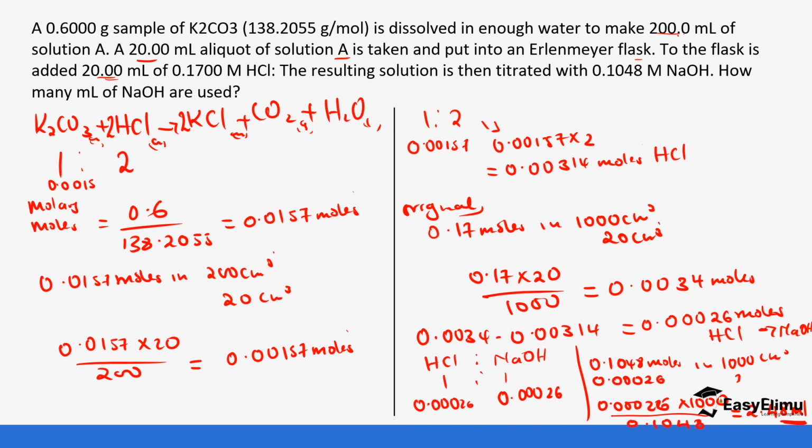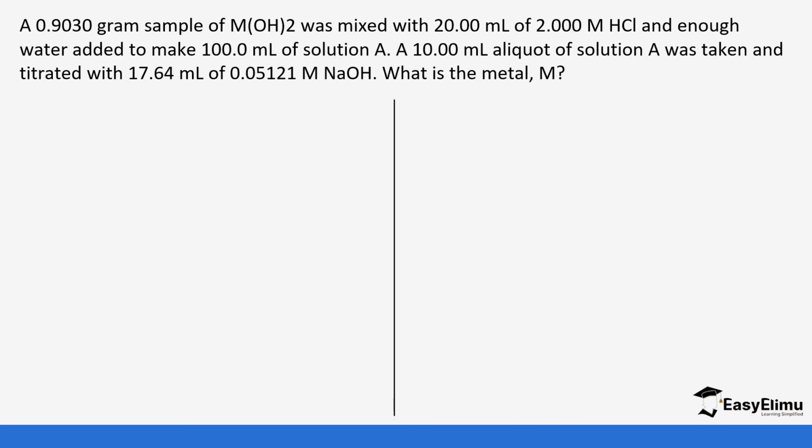You have been given 0.9030 grams of M hydroxide, which was mixed with 20 ml of 2 molar hydrochloric acid, and enough water was added to make 100 ml of solution A. Then a 10 ml aliquot of solution A was taken and titrated with 17.464 ml of 0.05121 molar sodium hydroxide. What is metal M?